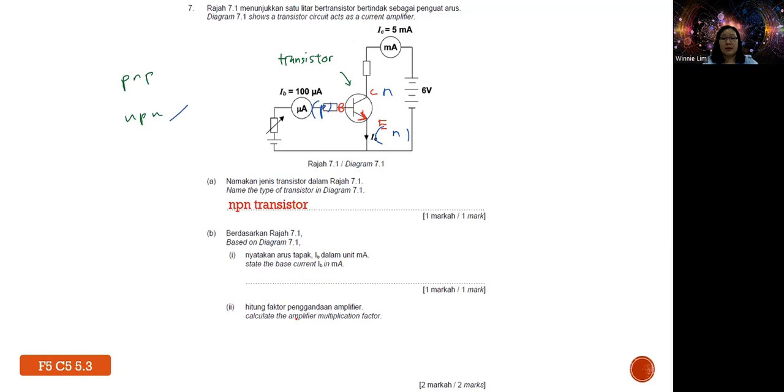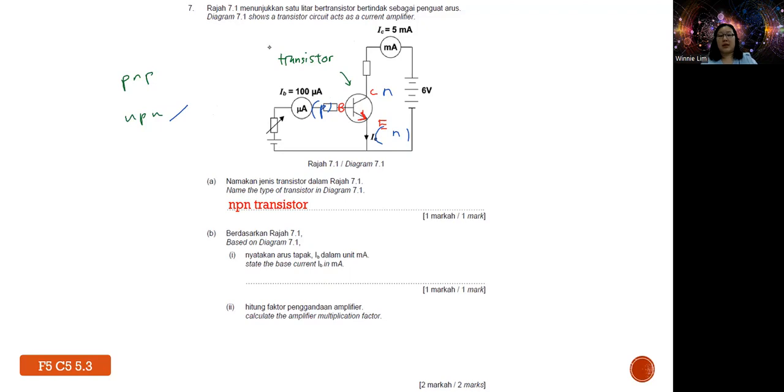Then under this transistor topic, you should know that a transistor has 2 functions. One, it acts as a current amplifier, like what this circuit shows. Another one is that it acts as an automatic switch. The automatic switch will come later in these questions.